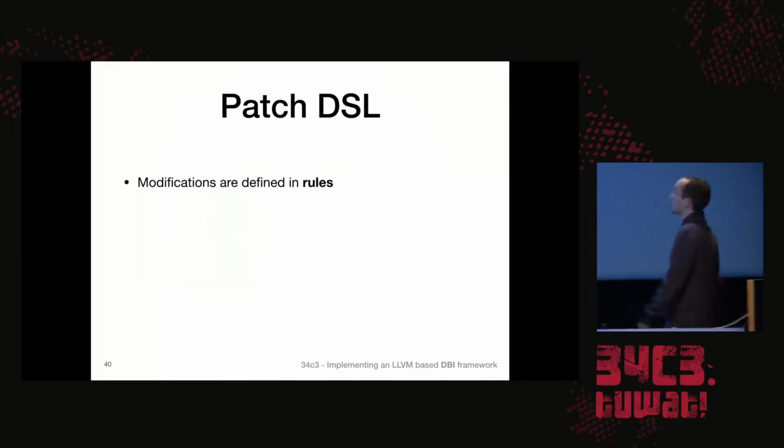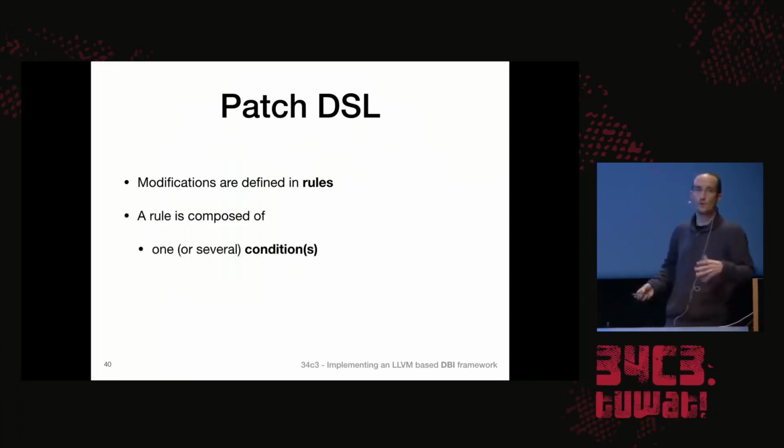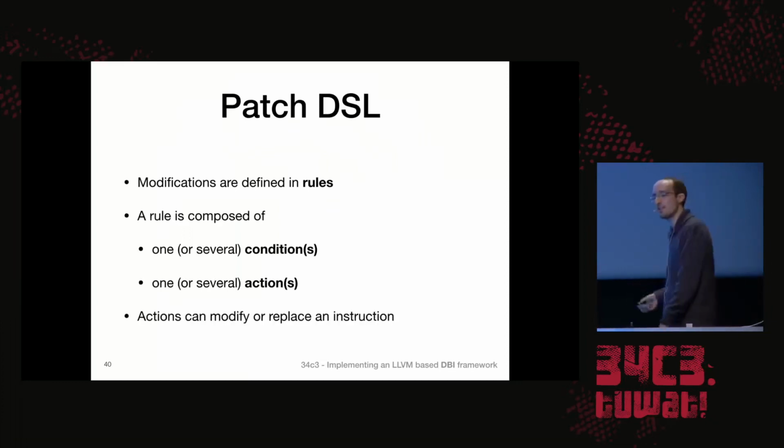And another idea was that patching a binary is just applying a series of rules. Because if you want to modify something, it's because there is a need to do it. There is a condition, one or more conditions, that for an input instruction will apply a series of actions. And these actions are the transformations that we want to apply. So let's take a look at what we call a rule.